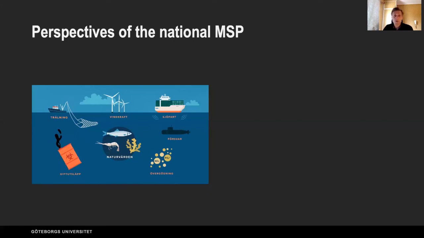At least it's a lot more difficult, especially since they do not cover the coastal areas. Even though it is in these areas that many of the important ecosystem features are located, and it's also here that many of the activities or the pressures on the marine environment are located. So the coastal areas are really important to capture this holistic perspective of their marine environment.